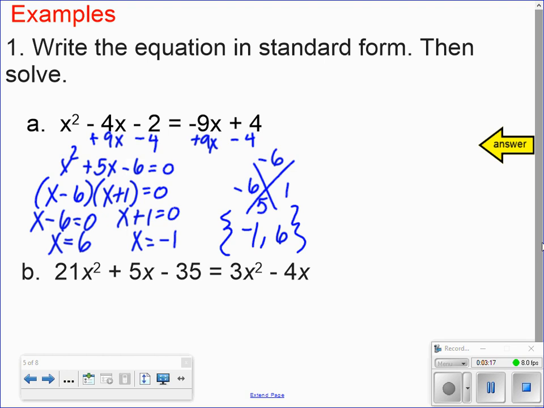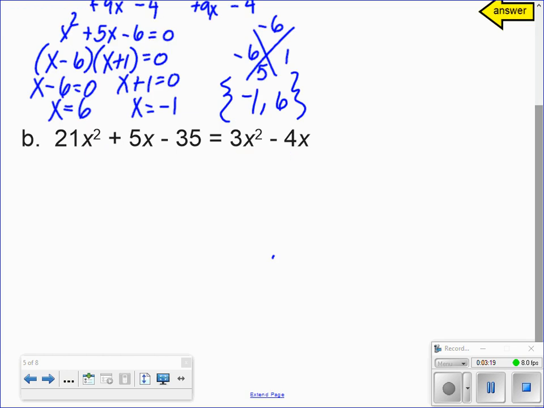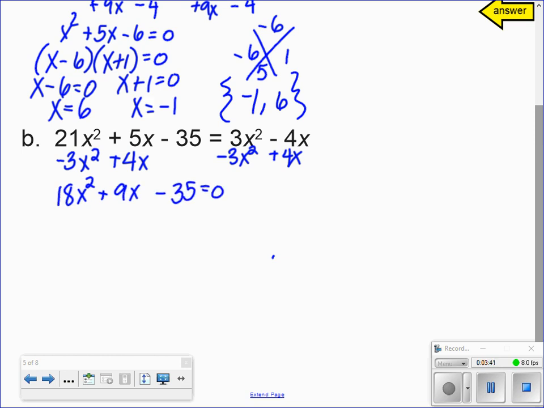If we look at number 2, again, we're going to get one side equal to 0. So by doing that, I'm going to subtract 3x squared and add 4x to both sides. I'm going to combine the like terms. When I do that, I get 18x squared plus 9x minus 35 is equal to 0. Because the coefficient of a is 18, which is larger than 1, I could use guess and check, or I could use MAC. I'm going to use MAC on this one.